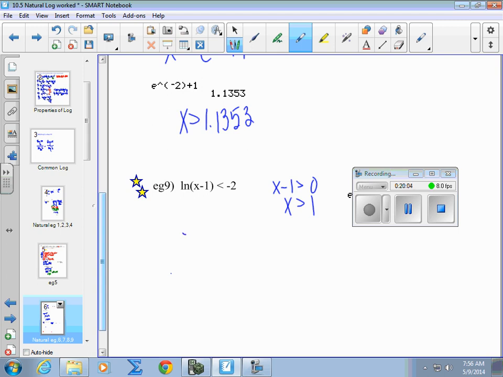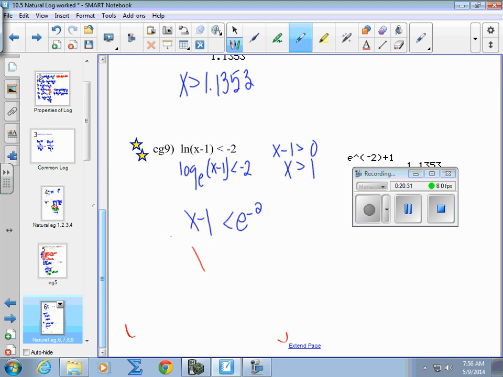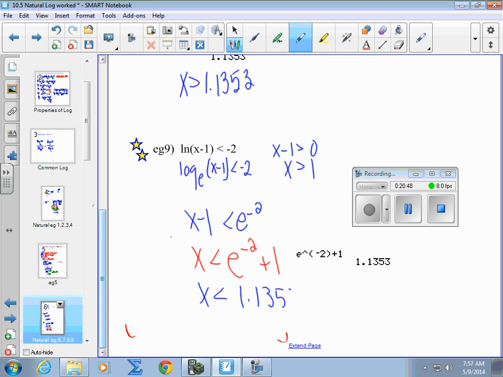So we have log base b of x minus 1, raised to negative 2 plus 1. So I get x less than 1.1353. But I have to have the restrictions because this says x is less than that, and it has to be greater than 1. Everybody okay with that?